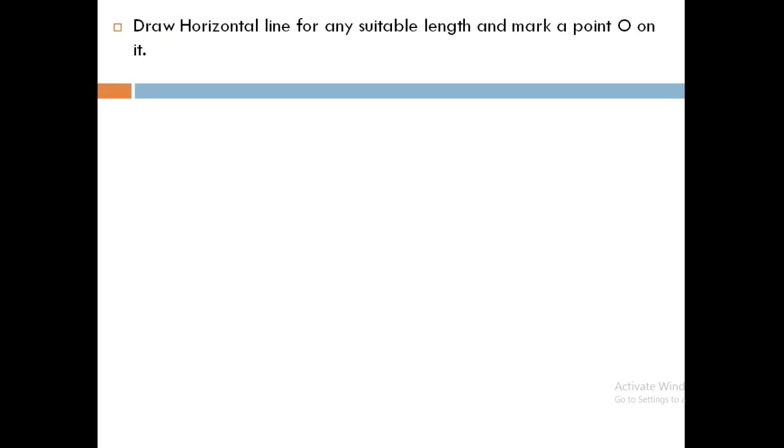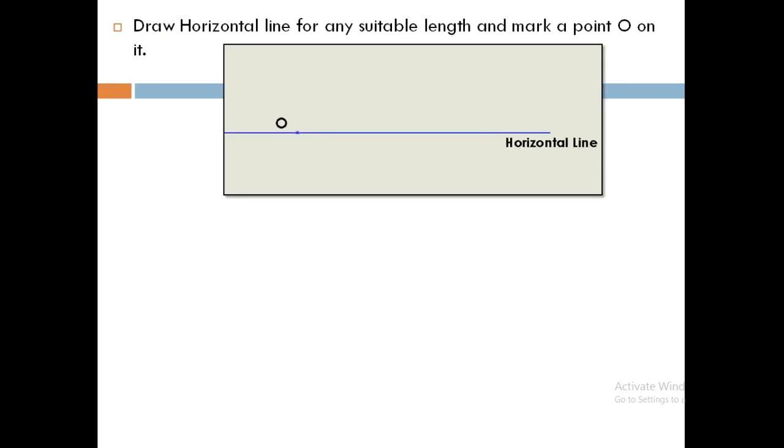In the first step, draw a horizontal line of any suitable length and mark a point O on it. Here, draw a horizontal line and mark a point O on the horizontal line. This is the first step.